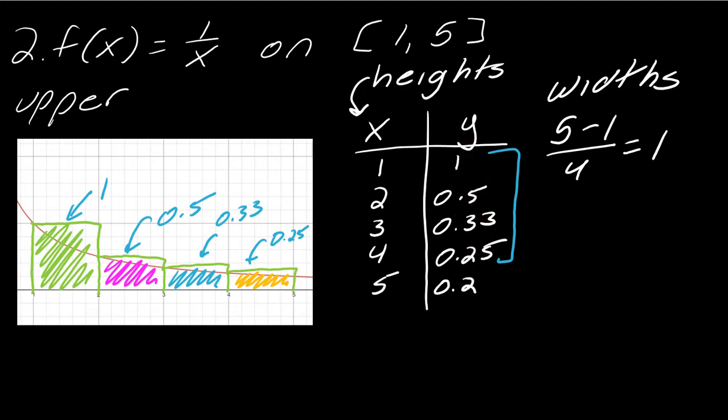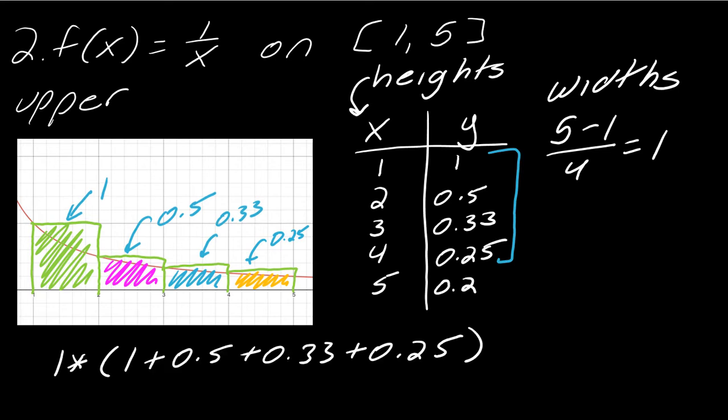So now I have all my widths and my heights, so I can set up the calculation here. It's going to be the width times the sum of those heights, and then if I sum all that up, that comes out to 2.08. So that's my upper sum.